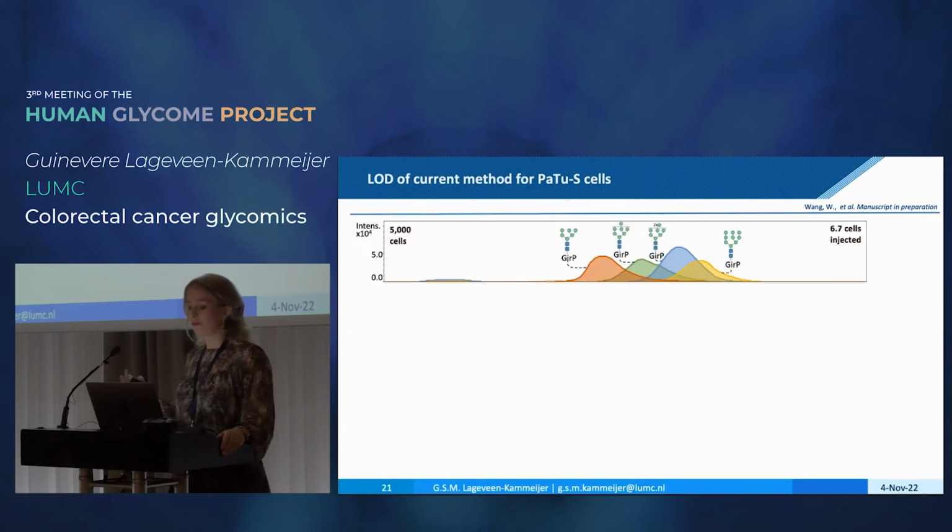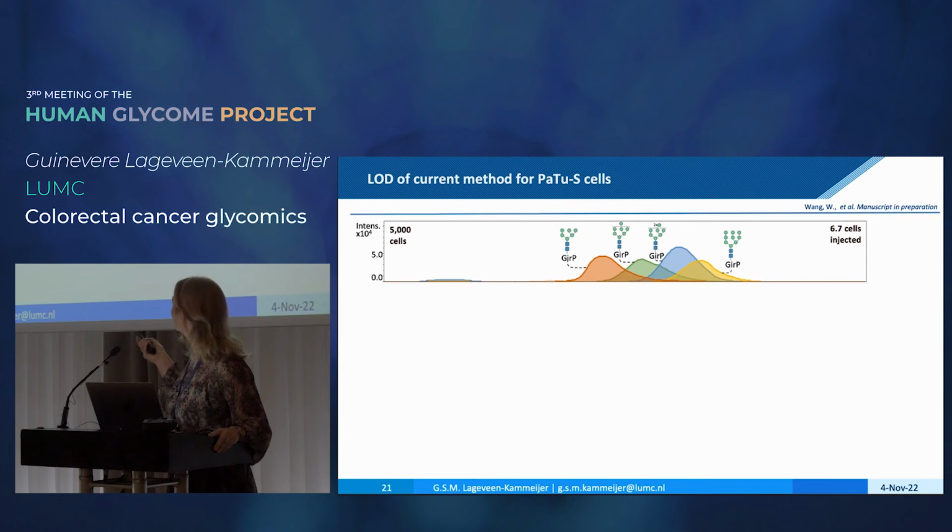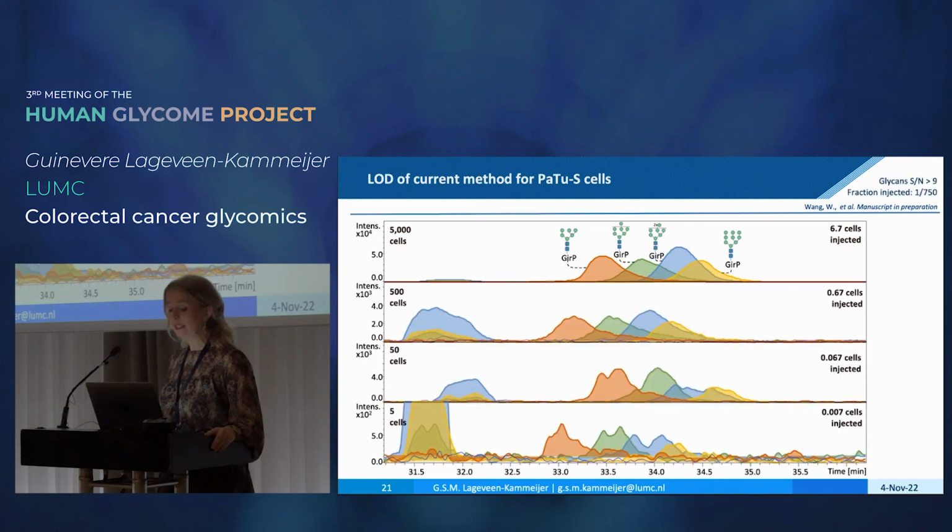To show you some results, from a Patu-S cell line we used 5,000 cells as a starting point, and the most abundant glycans that we observed were the high mannose types. What we should note is that the main disadvantage of using CE is that we have a loading issue. We only load a minor fraction of our sample, roughly equivalent to 7 cells. But we still observed a really nice profile. I just show here the most abundant ones. We could go down from 500 cells to 50 cells to 5 cells as a starting point. You do see that the profiles get a little bit more messy, but we still observe them with a signal to noise above 9.